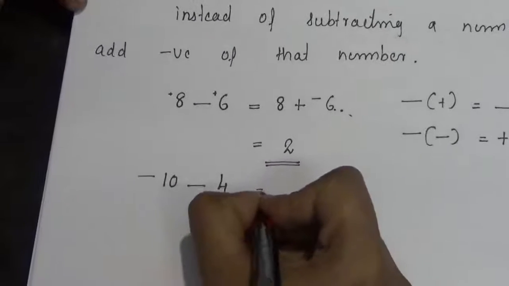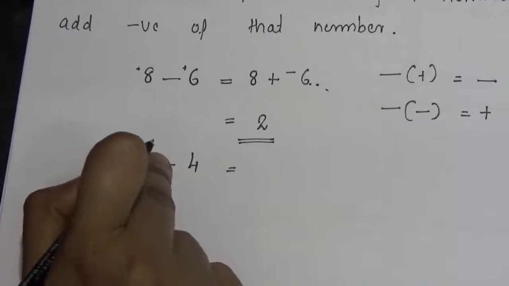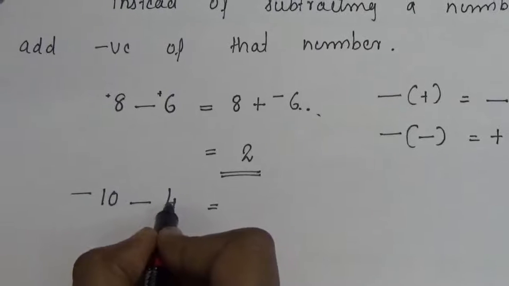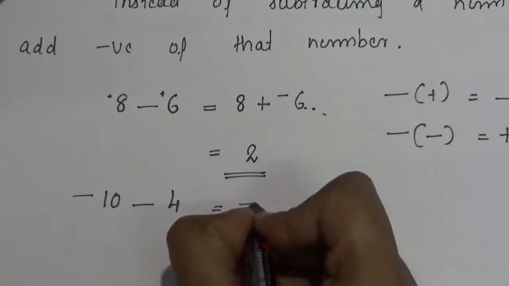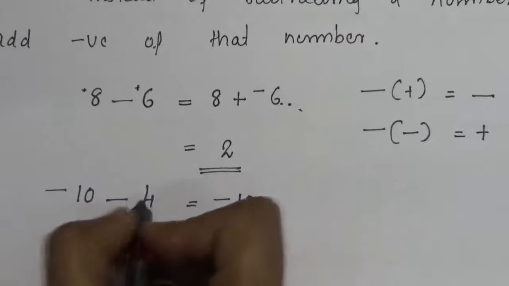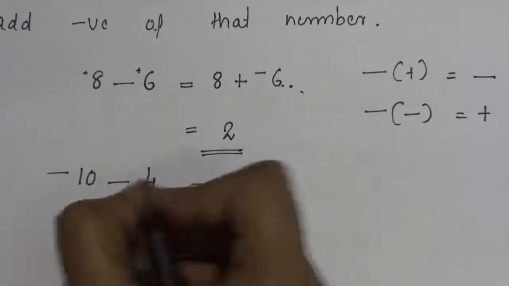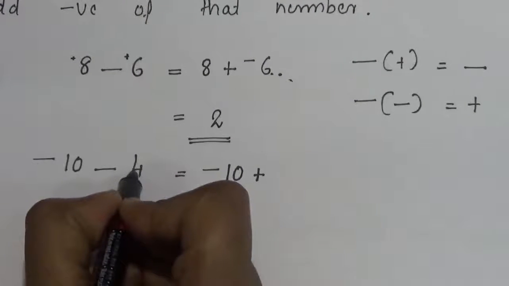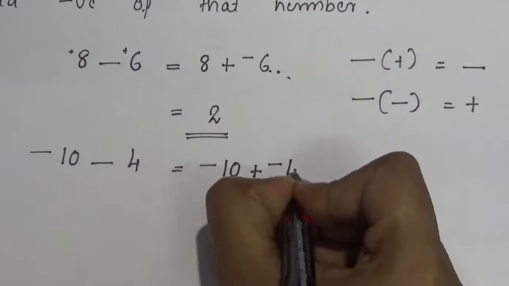Okay. So this is the operation subtraction. We have the number minus 10, a negative number, and the second number is 4. It is a positive number. So we are subtracting positive number 4 from the negative number minus 10. So in that case, we change the operation subtraction to addition. Then we change the sign of this 4. The sign of 4 is positive here. So if we change the subtraction to addition, we have to change the sign of this number. Now we need to change it. So we get minus 4.